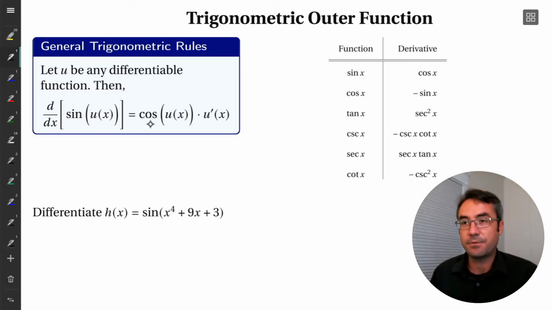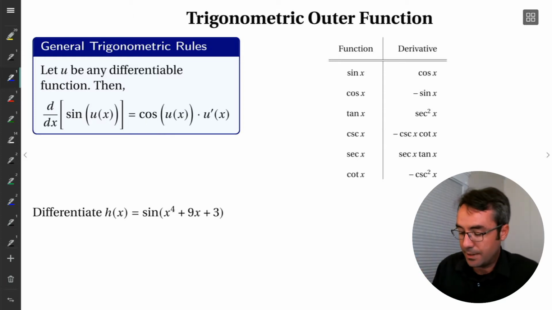Well, we differentiate the outer function, so the derivative of sine is cosine. We keep our inner function plugged in, so it'll be cosine of u of x. And then we multiply by the derivative of the inner function. So this is chain rule, but it shows up enough that you just want to get into the habit of recognizing these types of compositions. And this is one where we have a trig function as our outer function, and our inner function here is u of x.